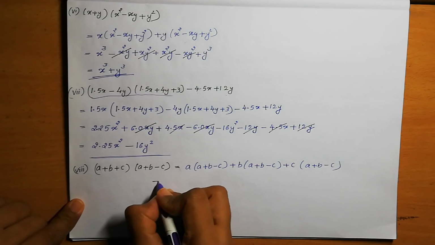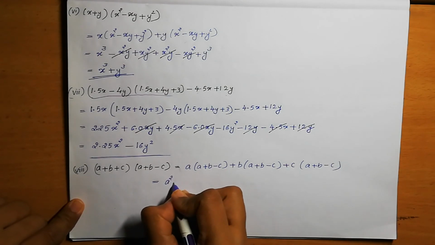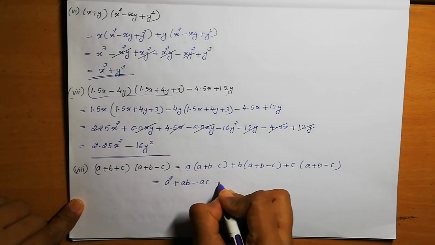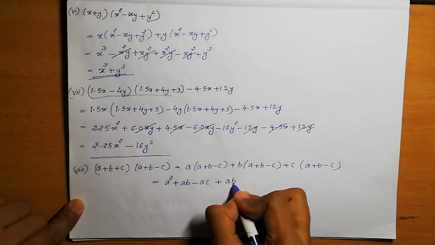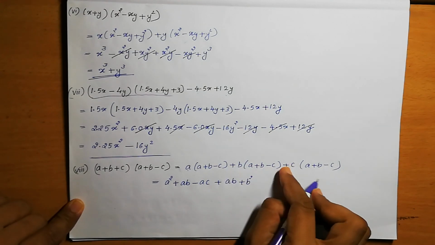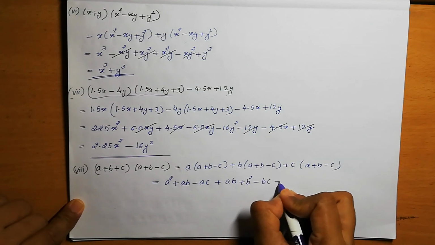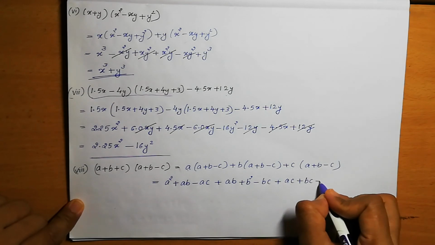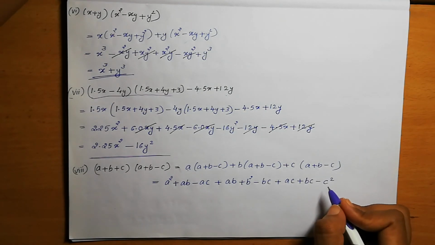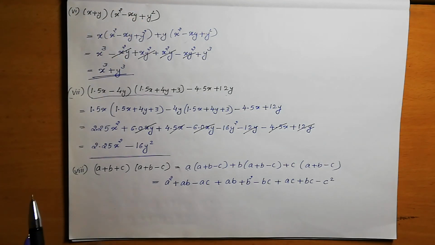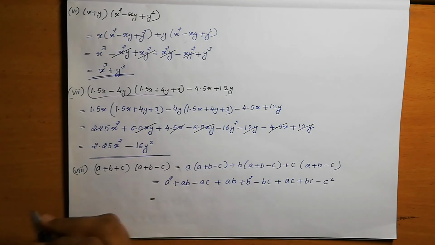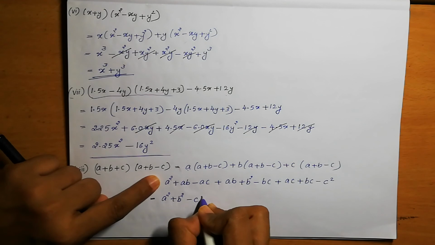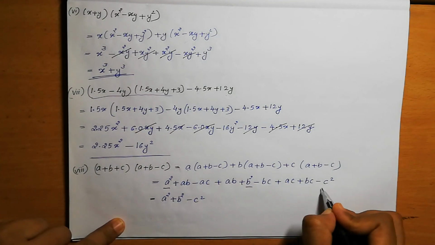So this is equal to a into a is a square, plus a into b is ab, a into minus c is minus ac, plus b into a is ab, b into b is b square, b into minus c is minus bc, plus c into a is ac, plus c into b is bc, plus c into minus c is minus c square, right? So here also we can check if there is any like term. Anyway, we can write the first a square term: a square plus b square minus c square. These three terms are over.